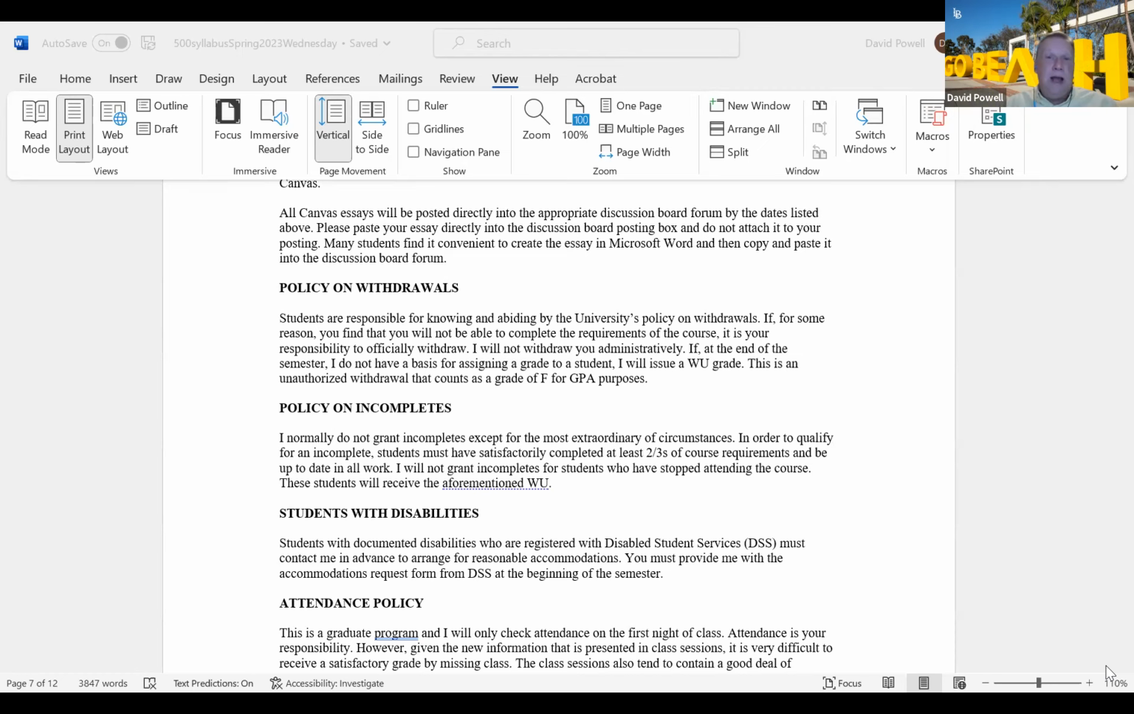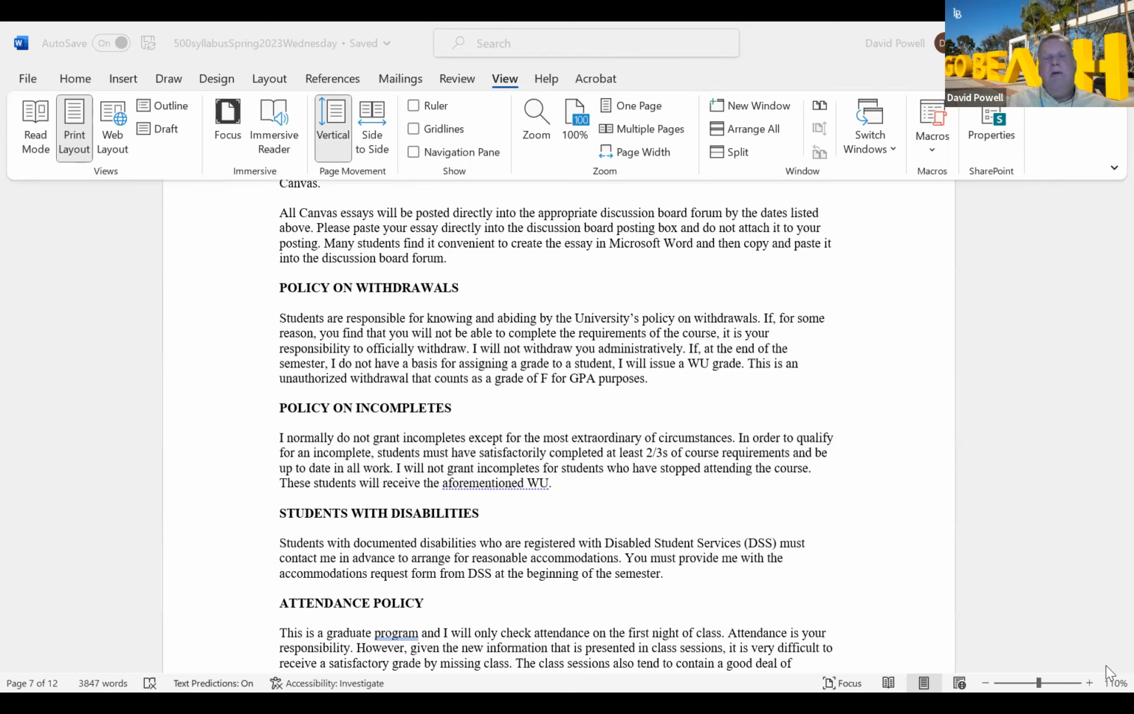Incompletes, I typically do not give incompletes unless it's the most extraordinary of circumstances. And I know sometimes extraordinary circumstances occur. I've had students who've had to have surgeries or had major life events that have occurred and have had to take an incomplete. If you do feel that you're going to need an incomplete, reach out to me as early as you can in the semester. Again, remember, we are done by March 15th. And so this all goes by very, very quickly. So it's something you'll need to contact me very early on.